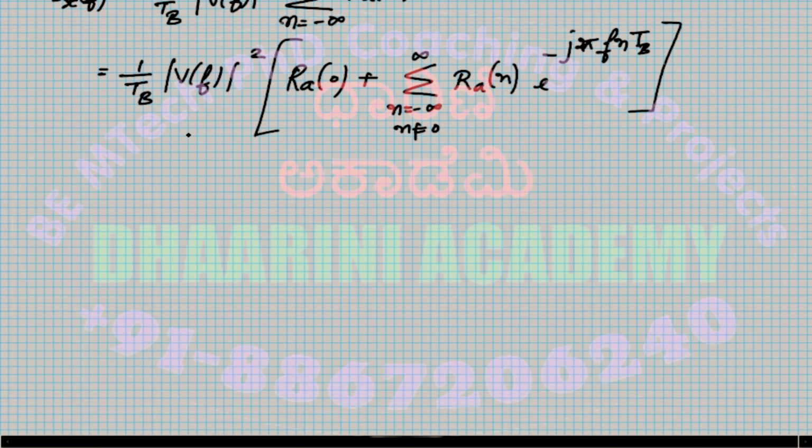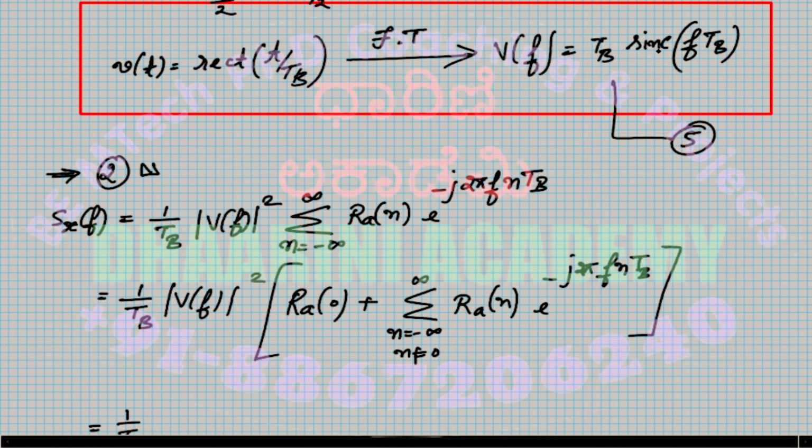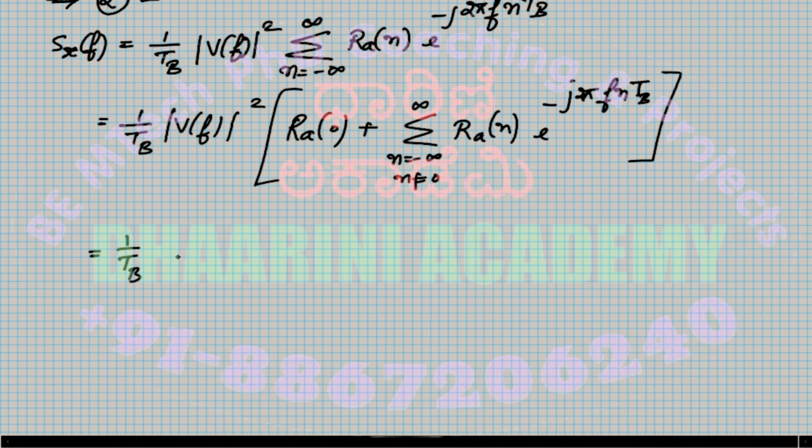Now we substitute, because everything what we have, we can substitute here. So this means I have 1 by TB as it is. So look at this. I have V of f, just now we calculated. If you see that value, it is TB into sinc function of f into capital TB. So I have to square it because it is a magnitude function. Simply you write that, TB square into sinc square of f into TB.